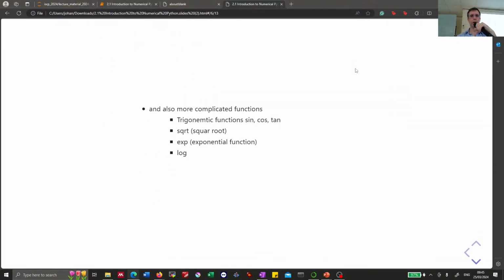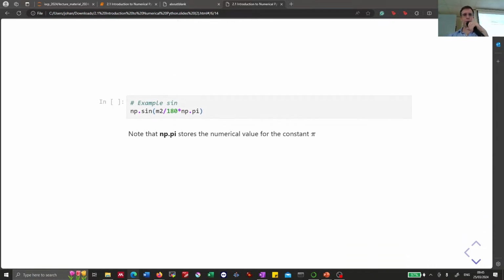There we go. So we have other functions as well. We have trigonometric functions that you would see in science and engineering quite a lot. We have the square root, we have the exponential function, and the log function. So these functions also work element-wise.